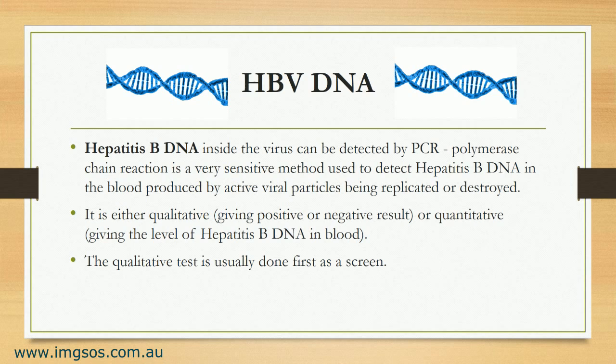Now you can do a qualitative test for a screen, which will give you a positive or negative result. Is there Hep B DNA in this person's blood? If it's positive, you can then do a quantitative result to find out exactly what the viral load is. This gives you a really good indication of somebody who has chronic hepatitis, of how infective they are and what the likelihood of ongoing damage to their liver is.